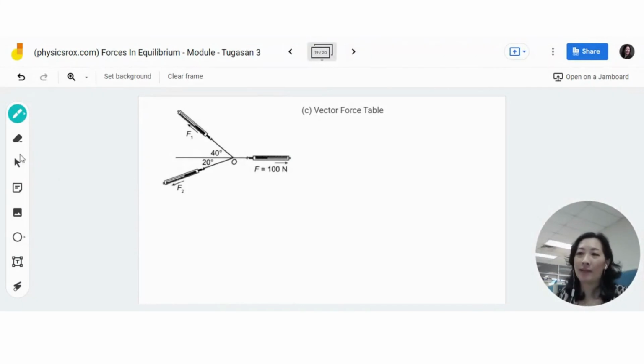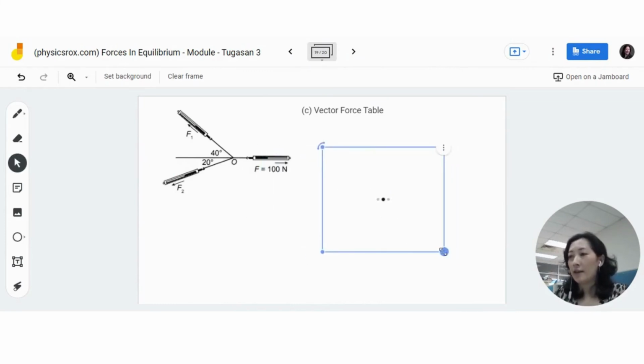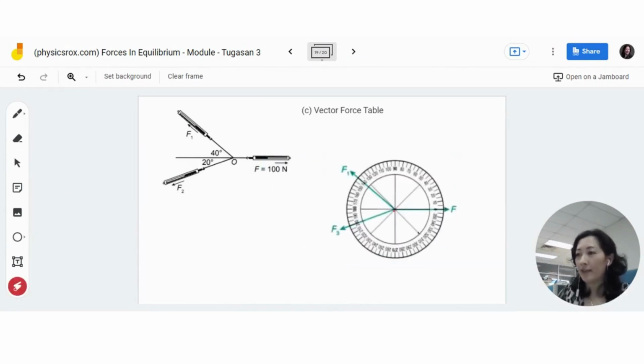And then for the vector force table, I think you get the hang of it by now, right? So the vector force table will look like this. F is definitely along the horizontal, like this. F1 is 40 degrees from the horizontal, and F2 is 20 degrees from the horizontal. Look at the vector force table, use this protractor to get angles, draw it out, and there you go. So these are the solutions that have been worked out to Tugasan 3 in the module book.